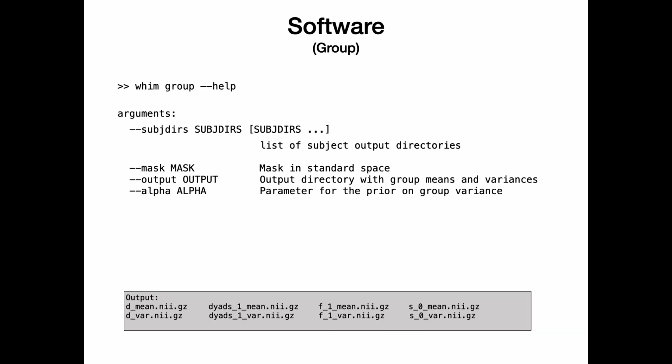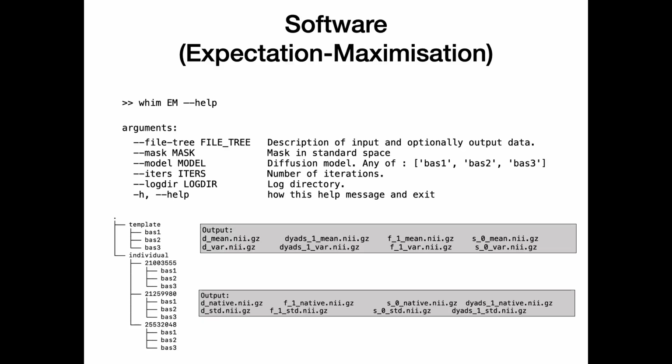The next subcommand is Whim group. This takes the individual subject parameter estimates from the previous step and combines them to build a probabilistic fixel template. The template includes, for each voxel, the average orientation across subjects and the variance of each fiber orientation. This serves as the common reference for the group analysis.